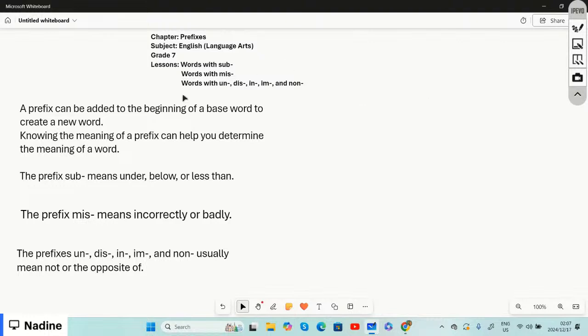All right. So we said our lessons are words with sub, words with mis, and words with un, dis, in, im, and non. And when it comes to prefixes, remember, just to go over it again, a prefix is a word that can be added to the beginning of a base word to create a new word.